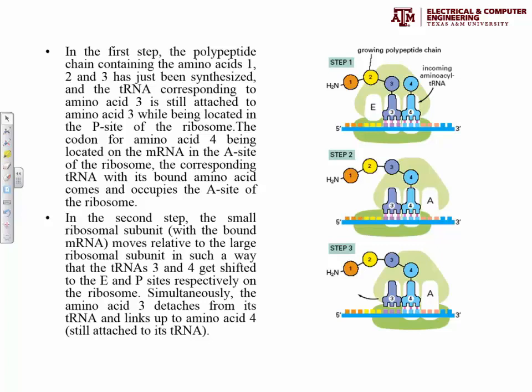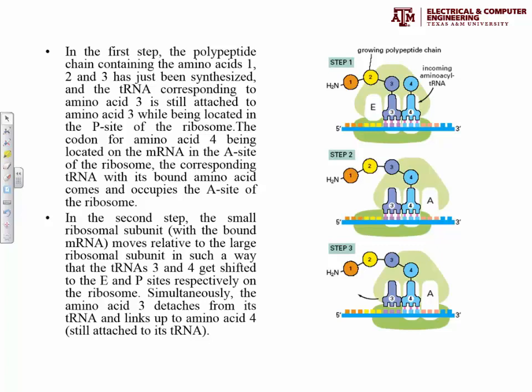And then this is the large ribosomal unit. You have the A site, the P site, and the E site, okay? So here you have a growing polypeptide chain. This is the amino terminus of the growing polypeptide chain. Amino acid number 1, 2, and 3 have already been attached, okay? Now you want to basically attach amino acid number 4.